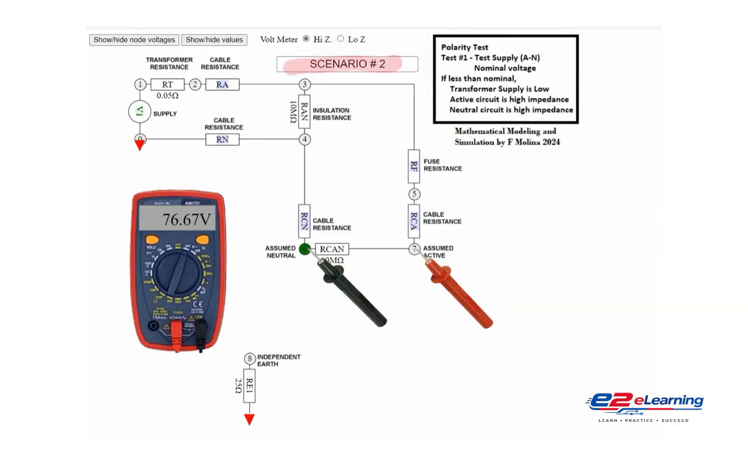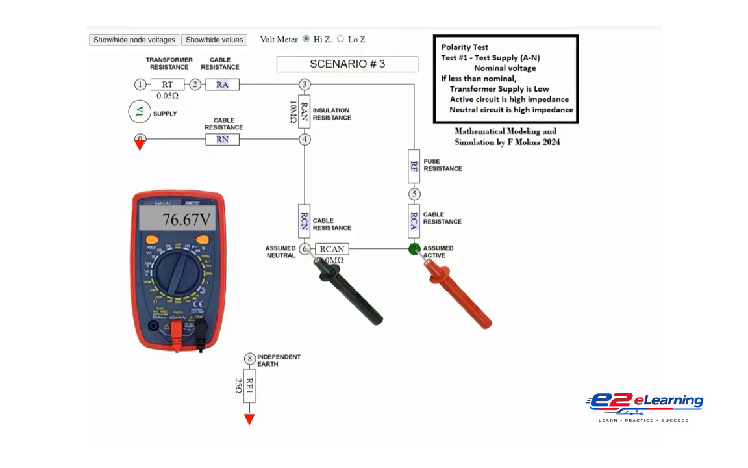In scenario 2, we measure 76.67 volts between the active and neutral wires. Let's analyze this using the low Z setting on the voltmeter. When we toggle to low Z, the voltage drops to nearly 0 volts. This indicates the presence of phantom voltage, meaning there's high impedance between the active and neutral lines.